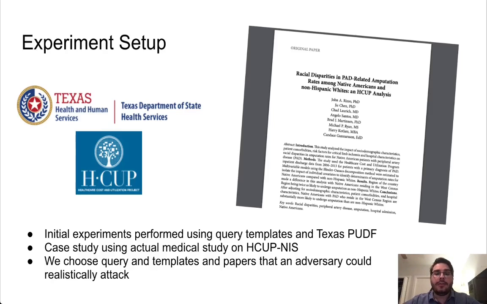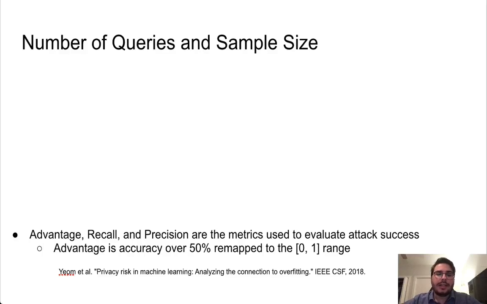It is quite easy to perform membership inference when you can choose any queries you want, but to get a realistic idea, we have to choose less than ideal ones. Before we get into the actual results, I do want to mention the main metric we use to determine attack success in this paper is advantage, which is simply accuracy over 50% remapped to the 0 to 1 range. So for instance, a 75% accuracy equals a 50% advantage.